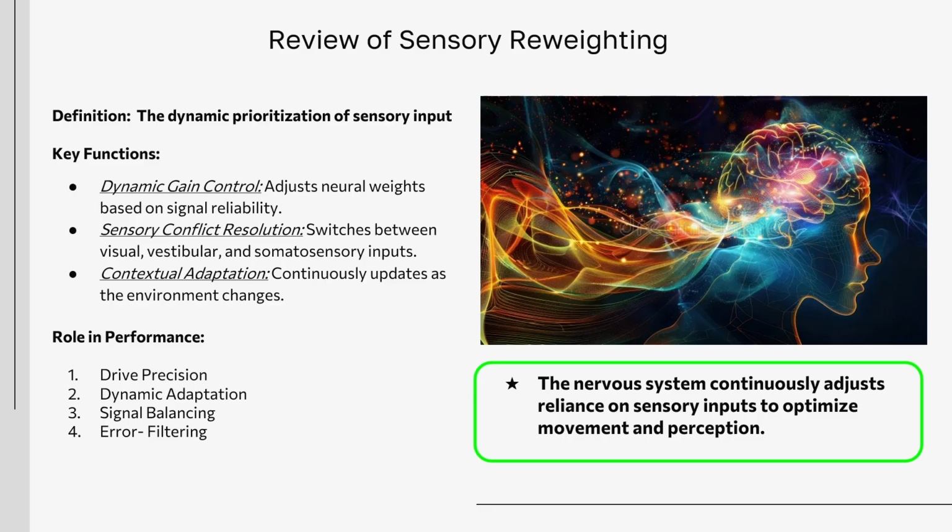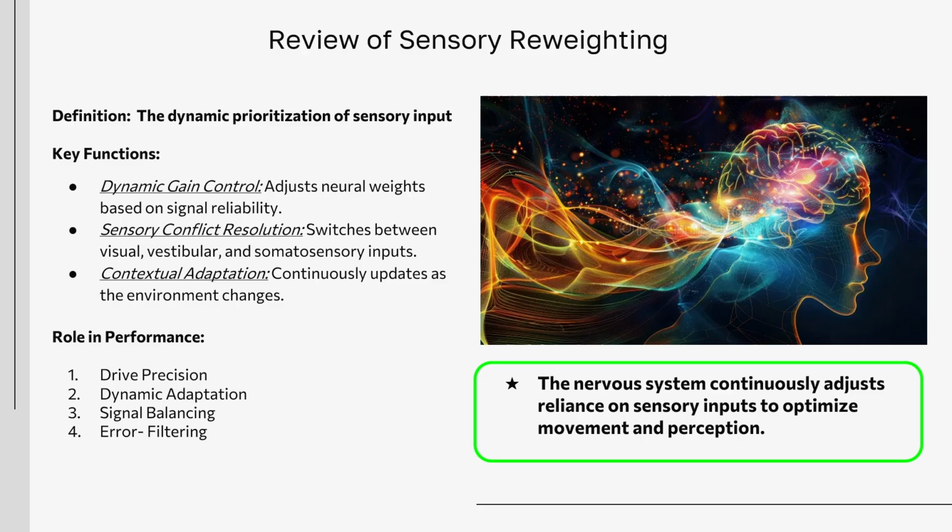Beginning with sensory reweighting, this brief review slide, this is the dynamic prioritization of sensory input. The key function is dynamic gain control, adjusting neural weights based on signal reliability. Remember, this isn't magnitude. The magnitude of the signal coming in is not as important as its reliability and its relevance to the task. Using that movie theater example again, when the sun bleaches your retinas when you leave that movie theater, that is a strong, high magnitude signal, but it is not reliable. And sensory reweighting processes help us understand that.